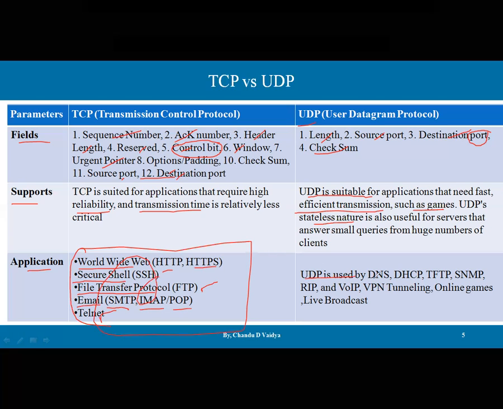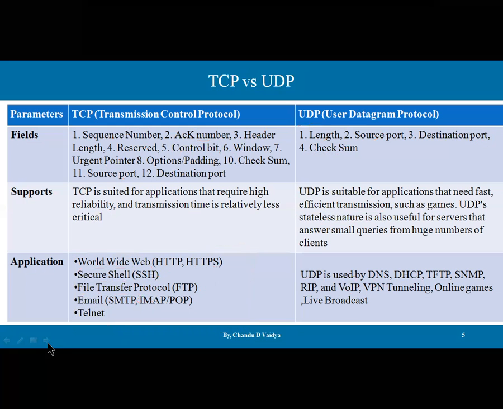UDP is used for DNS, DHCP, TFTP, SNMP, RIP, and VoIP, where VoIP is the best example. In today's multimedia era, everybody requires online streaming and live streaming, where the delay is very minimal, I would say null delay. So live applications use the UDP protocol, like VPN tunneling, online games, and live broadcast. So these are the differences between TCP and UDP, guys.